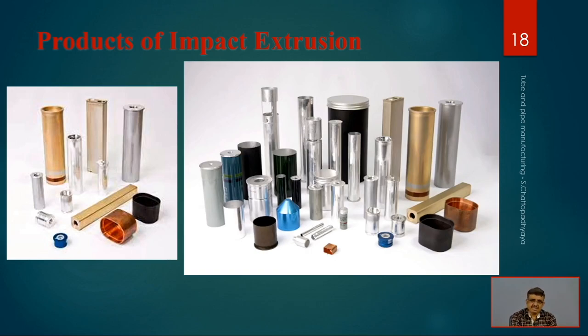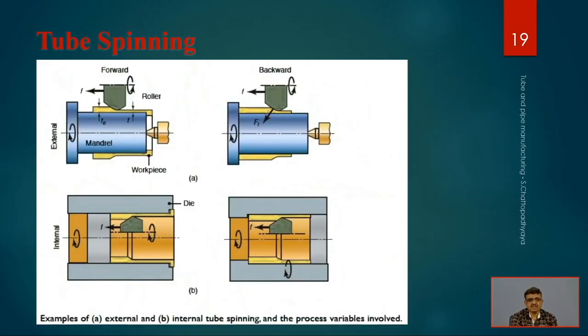If it is round, it is a pipe, and if it is non-round, it is a tube. So tubes, inclusive of roundness and other kinds of things, have many applications, with many components requiring those kinds of products, widely and extensively available in the market, and they are produced mostly by the extrusion process.